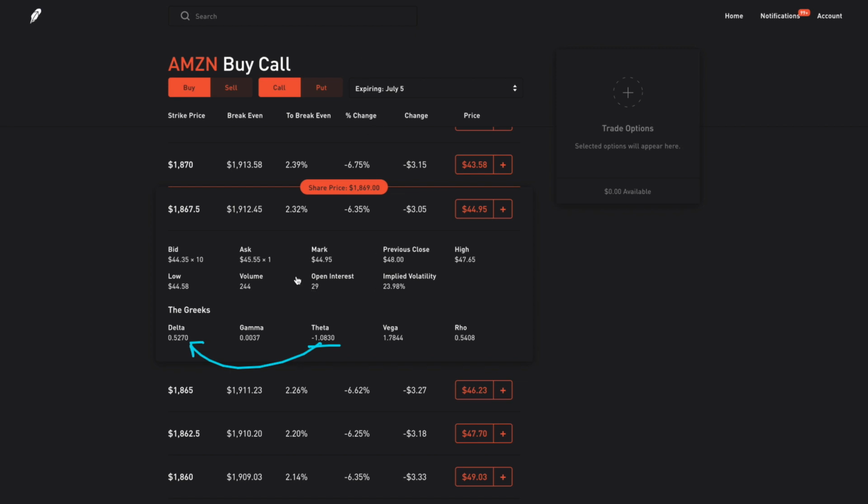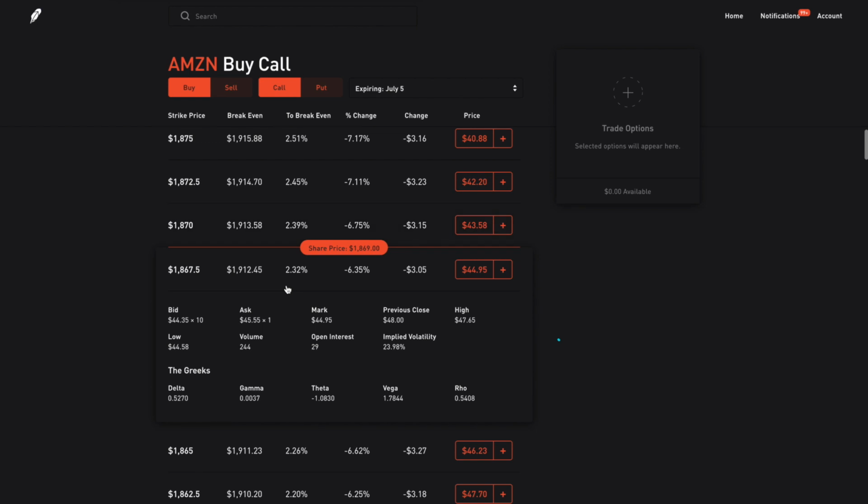And if you want to hold just for the day, buy and sell within the day, you can care less about theta. It's really more about delta and gamma in that case. So let's talk about what an options contract looks like when it's further away from the money. What do these Greeks look like?